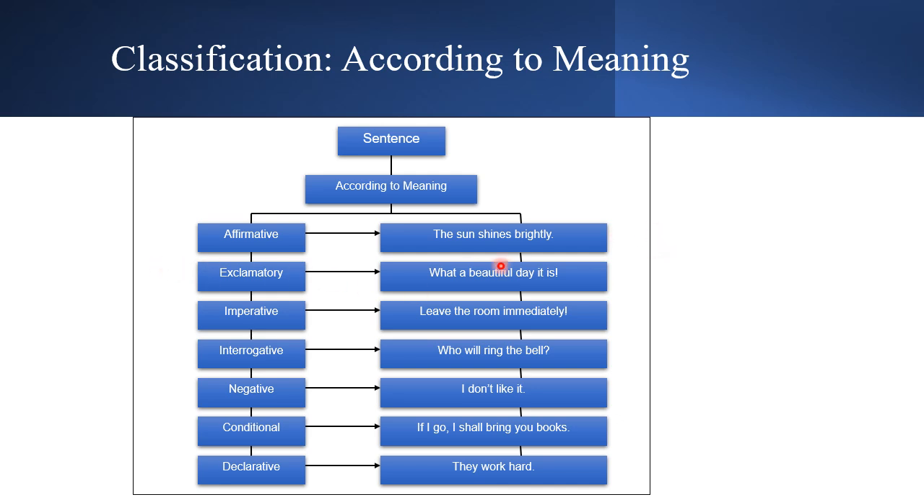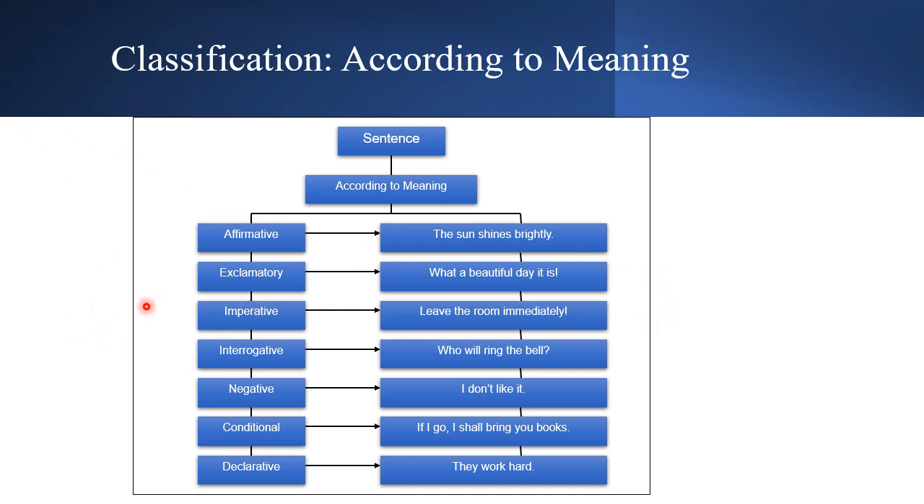Exclamatory is a sentence which expresses feelings, emotions, surprise. For example, what a beautiful day it is. Now that sentence gives us an impression that it has been said with a pleasant surprise. Somebody is happy and somebody is enjoying this day, and that somebody has said, what a beautiful day it is. Maybe it's very sunny, maybe it's very pleasant. So that is exclamatory sentences for you.